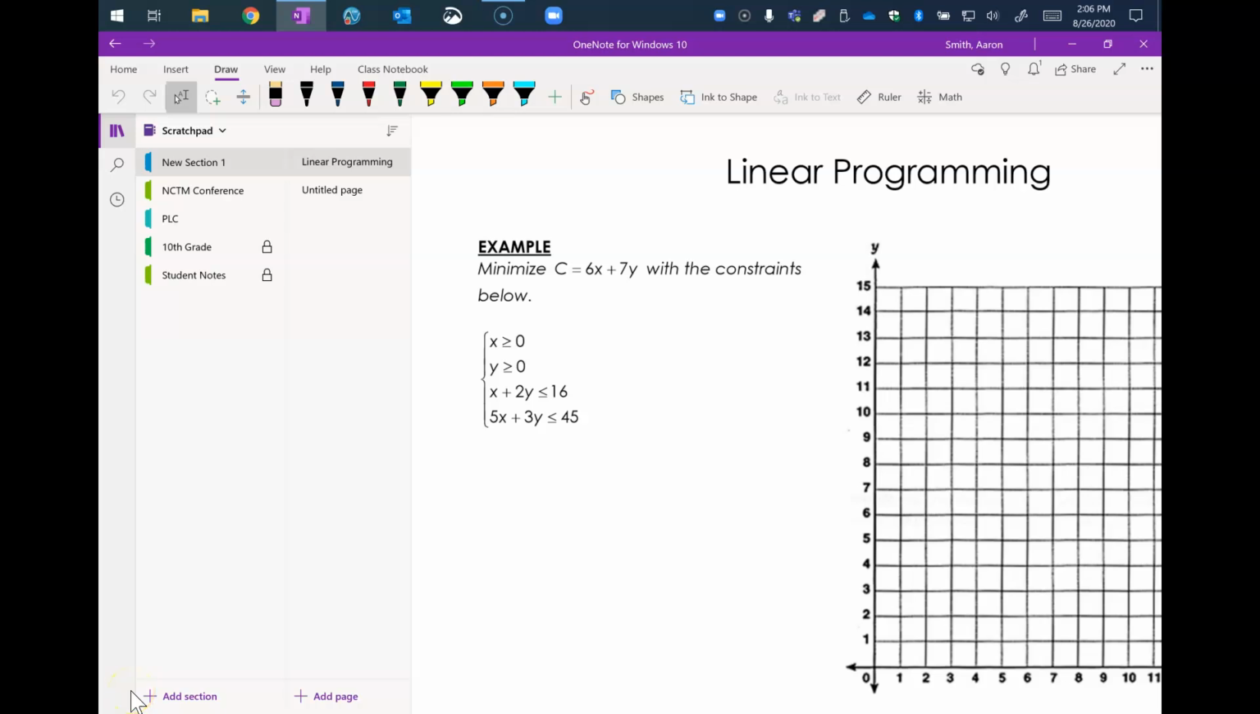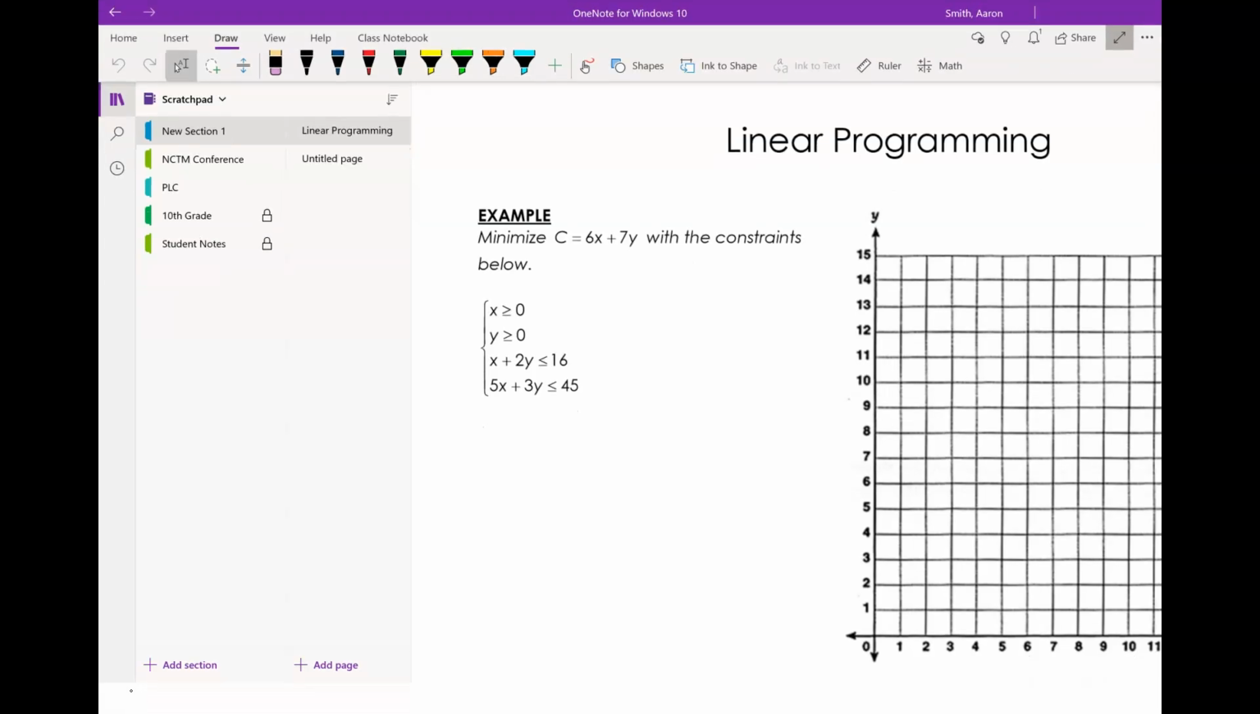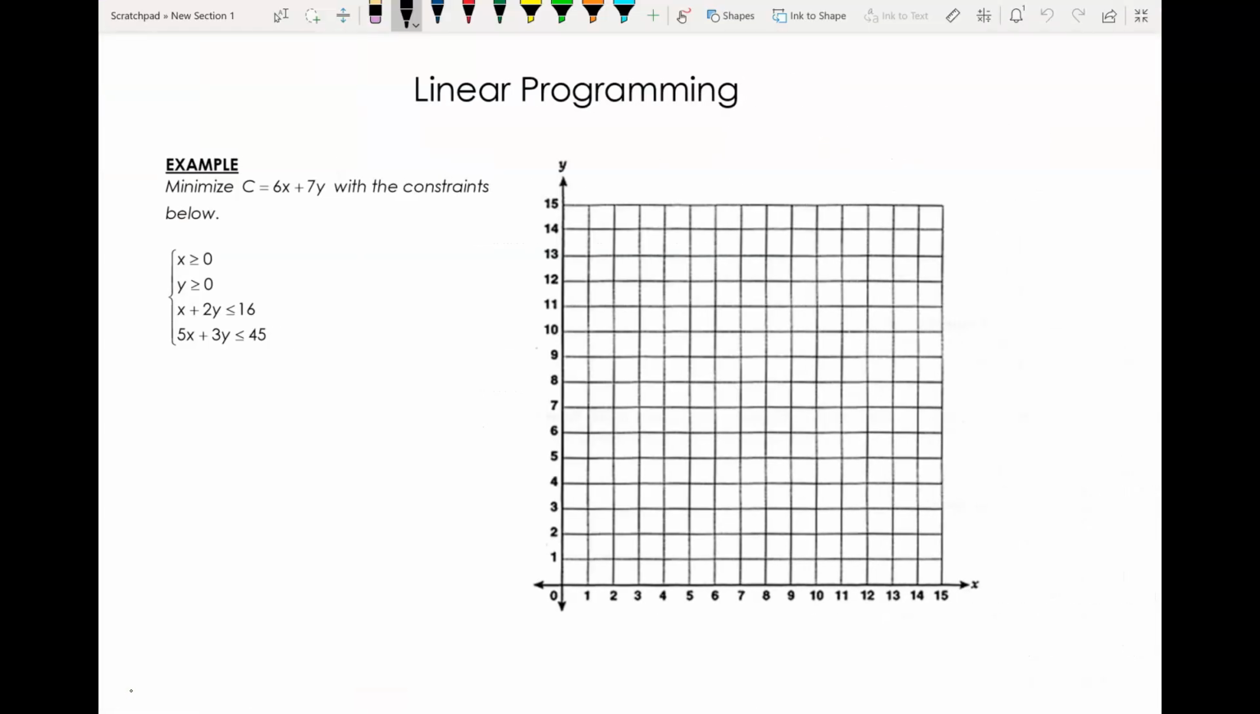Going off of our discussion of systems of inequalities a little bit ago, I want to talk about a concept called linear programming. This concept is basically that we have a set of linear constraints in x and y, that we want to minimize or maximize a particular quantity based on those constraints. And a lot of this is used in businesses.